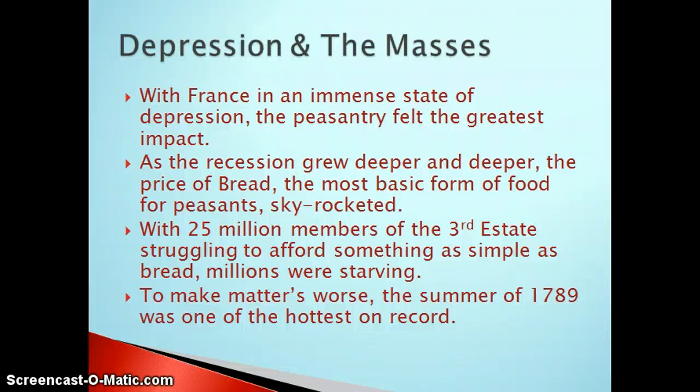France was in a deep depression, things that make today's recession look minuscule. However, similarly to today, it's often the poorest people who feel the greatest impact in times of recession and depression. But as the recession got deeper and deeper, as time went along, the price of bread, the most basic form of food, the staple of the diet of the poor people in France, skyrocketed. Now, France was going through years of bad harvest, years of depression. Now these people couldn't even afford to eat. You could obviously tell things are headed pretty far south.